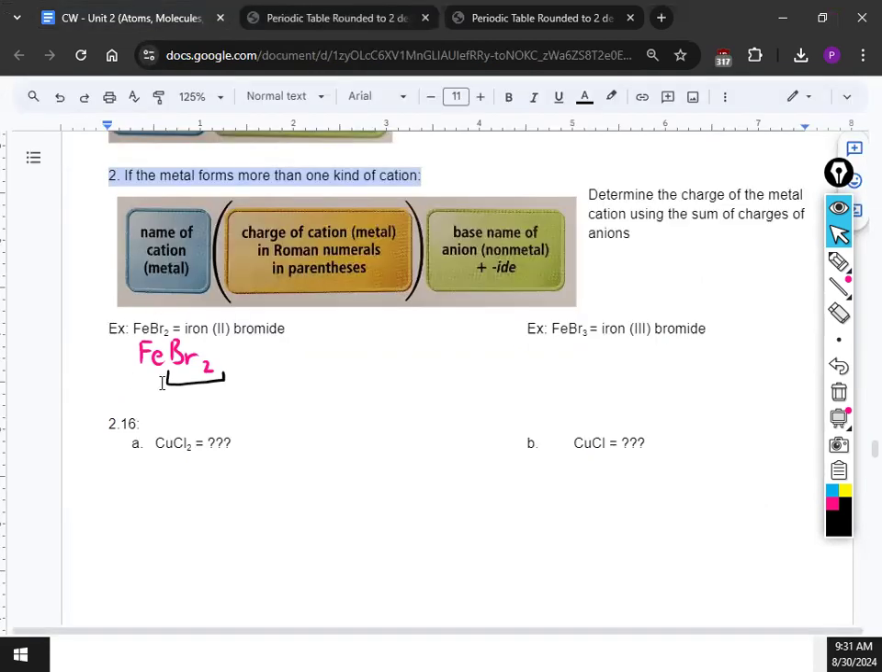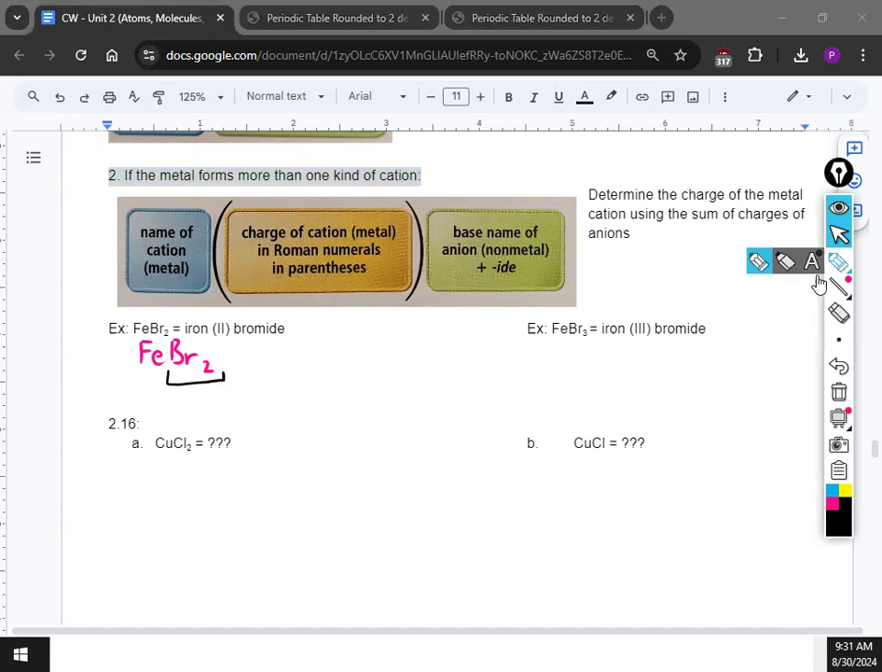So going back to this compound right here, we have iron, which we don't know the MCI or the ion charge of yet, but we know that bromine always forms -1, right? And if there's two of them, combined they have a total of -2. And there's only one iron, so the iron has to balance out the bromines. So this iron has to be +2 to balance out the two bromines. Okay, so that's how you can find out the charge, even if it's a metal that doesn't have an MCI.